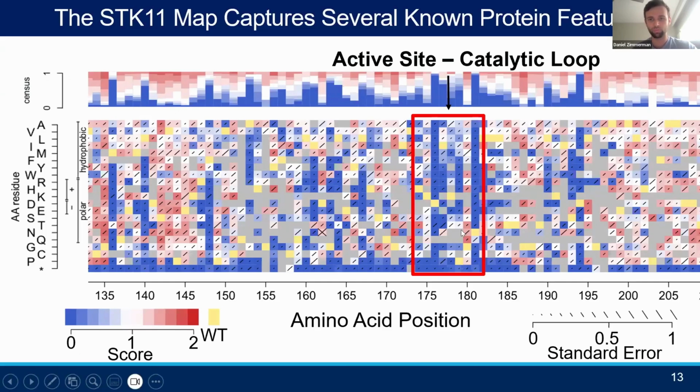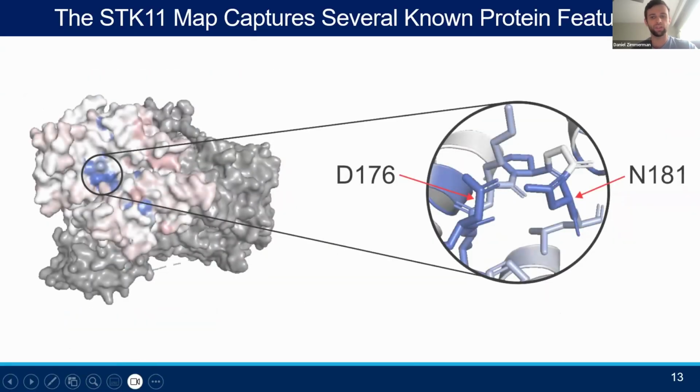And so what I'd like to show you now is I've painted the functional scores onto the crystal structure and shown it in 3D space. So here I'm zooming into the active site specifically, and I've highlighted positions 176 and 181 to show that the side chains of these amino acids seem to be in close proximity in 3D space, and so evidently the structural arrangements of their side chains are very important for catalysis. And therefore, substituting to any other amino acid breaks this interaction and prevents the function of the kinase.